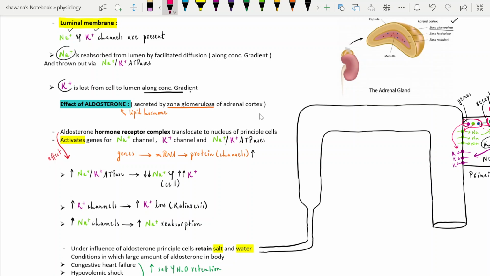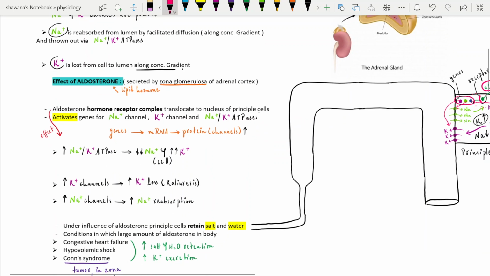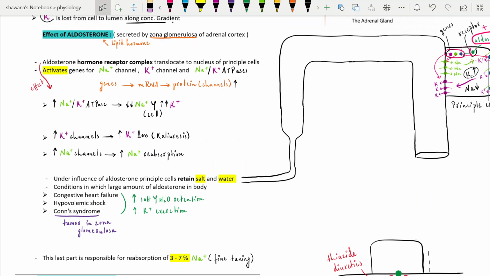What does it mean? It means that these genes are going to undergo the process of central dogma. They will form messenger RNA via the process of transcription, and messenger RNA will form proteins that are channels by the process of translation. What does it mean? It means that the number of sodium potassium ATPase will increase on the basolateral membrane, the number of potassium channels will increase on the luminal membrane, and the number of sodium channels will increase on the luminal membrane.